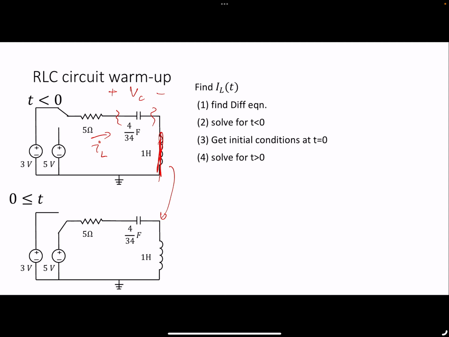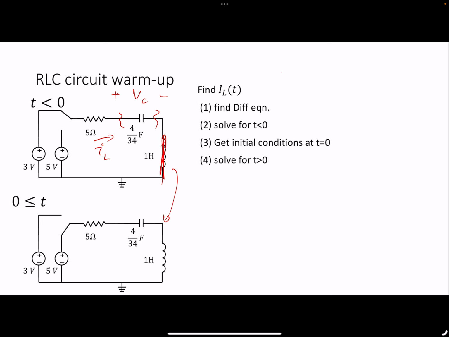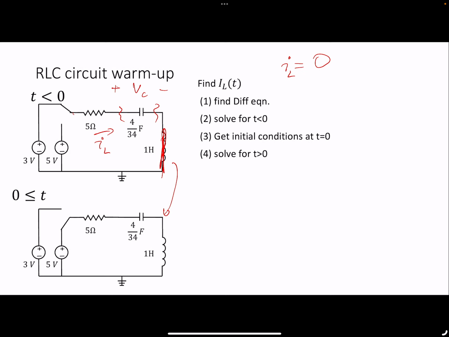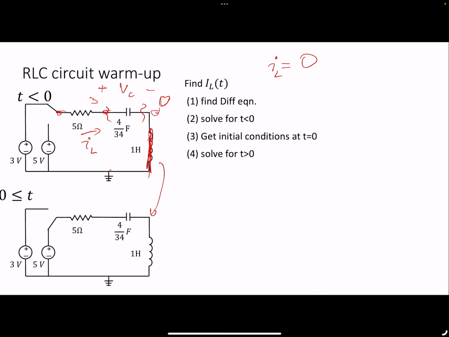Those are the two things that you can actually transfer from the previous to the kind of the switch change state. And in this case, well, there is no current flowing through here, so IL will actually be equal to 0. And because there's no current, there's no voltage drop across here, so this is at 3 volts, and this is at 0 volts, and so VC has to be equal to 3.